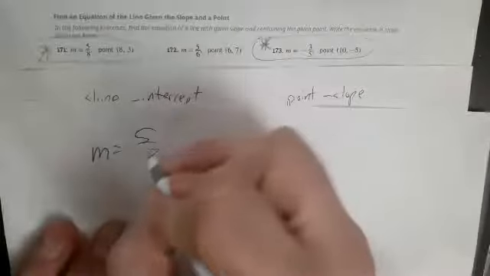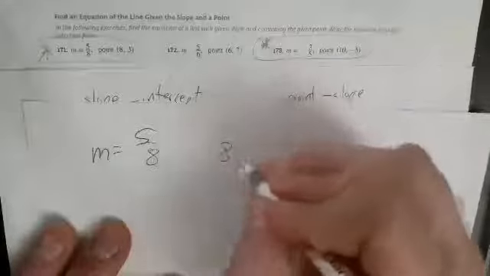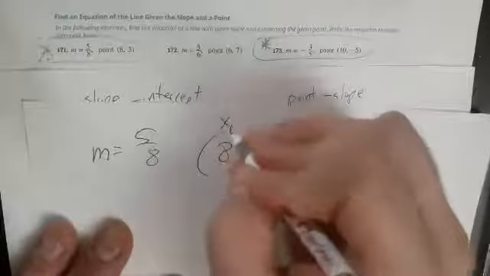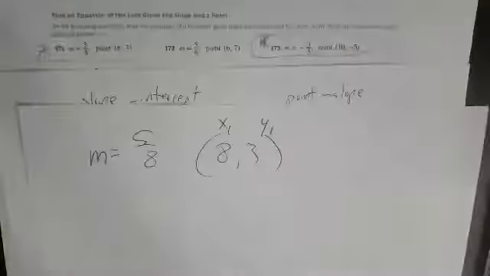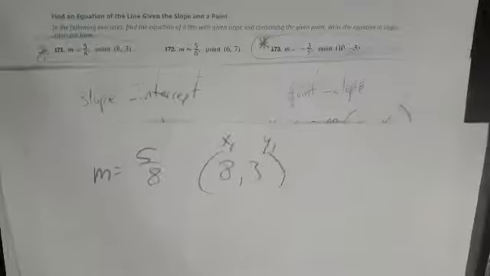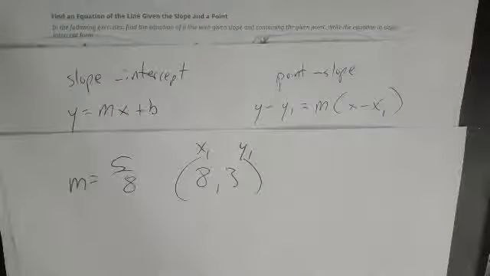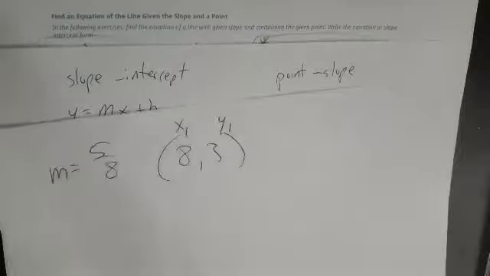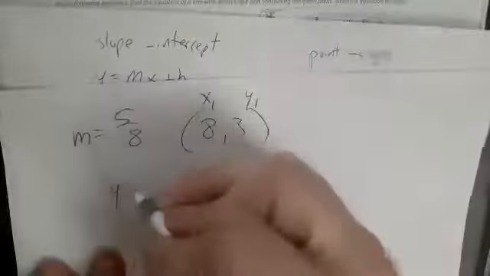If you want, we see m equals 5/8. We see this point, 8, 3. If you want, you can label this x1, y1. Are y'all seeing what to do on this now? Yes. Okay. So then we have to plug it in. So it should look like what? Y minus.